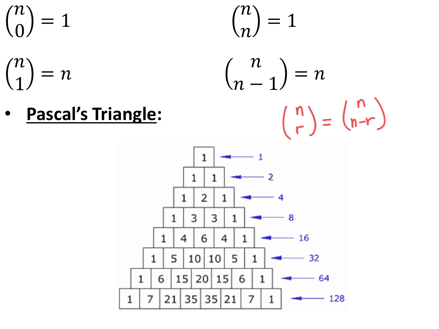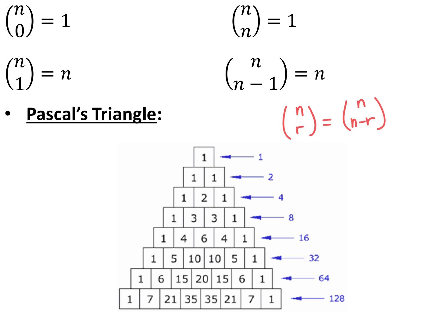A couple of properties that we should know: anything choose 0 is always 1. Because if we have all of these things and we want to pick 0 of them, there's only one way to do it. Similarly, anything choose itself is also 1, because if we have all of these things and we want to choose all of them, there's also only one way to do it. Anything choose 1, or anything choose 1 less than itself, is always n, whatever that value is, because if you're just picking 1 at a time, then you have n ways to do that. Same thing if you're not picking 1 at a time, you have n ways to do that. In fact, any n choose r is always equal to n choose n minus r, because picking r things is statistically the same as not picking r things.